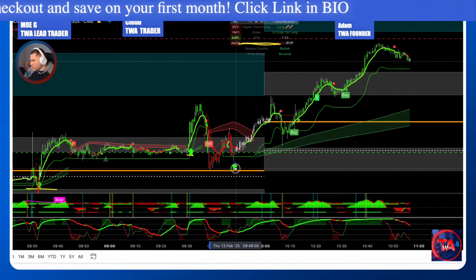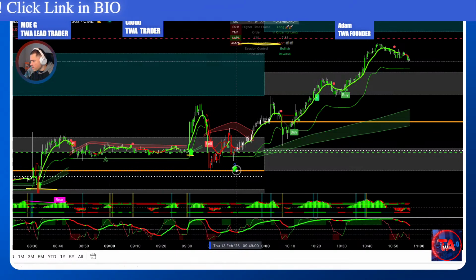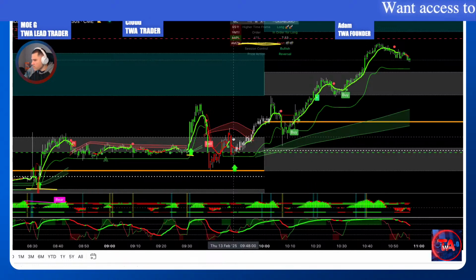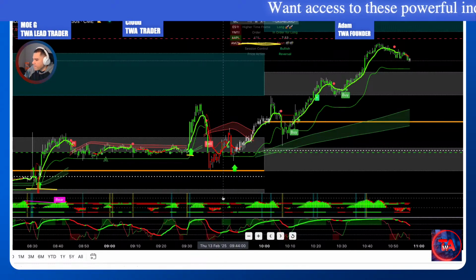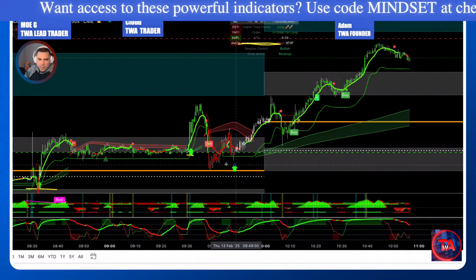Hold on. This looks like your type of trade right here. If I had to guess, 950 ish. That's what I'm guessing. Hold on, I'm logging back into my Top Step. And I can tell you then.